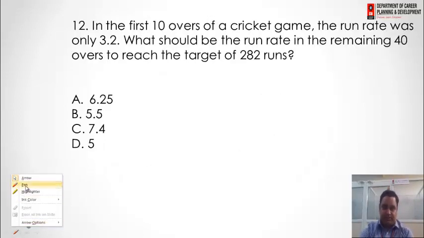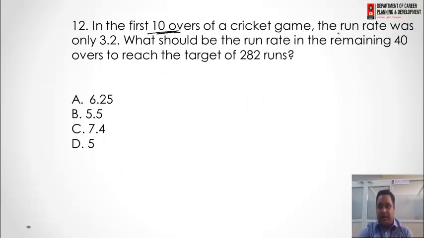The next question. In the first 10 overs in a cricket game, the run rate was 3.2, and what should be the run rate of the remaining 40 overs to reach the target of 282? Now the thing is, in the first 10 overs the average is 3.2.